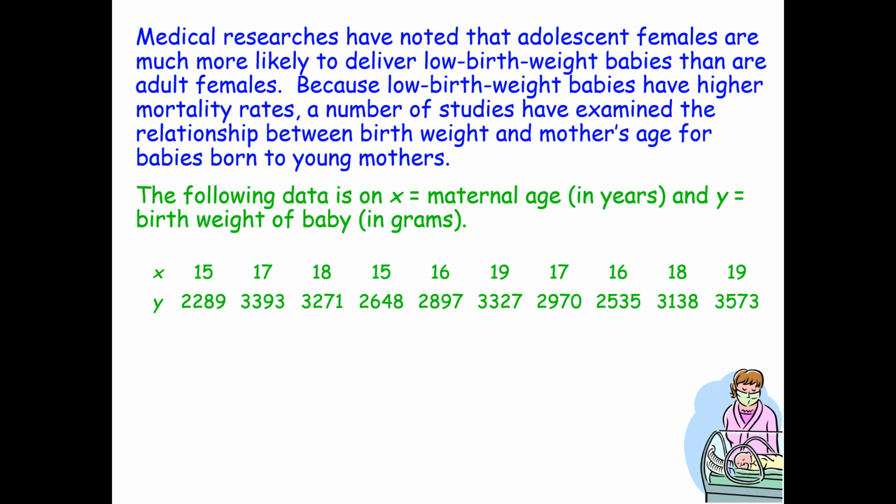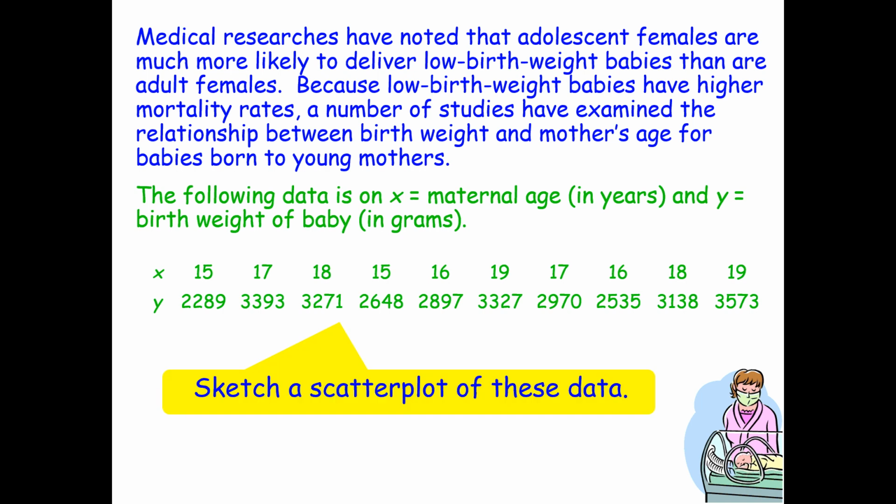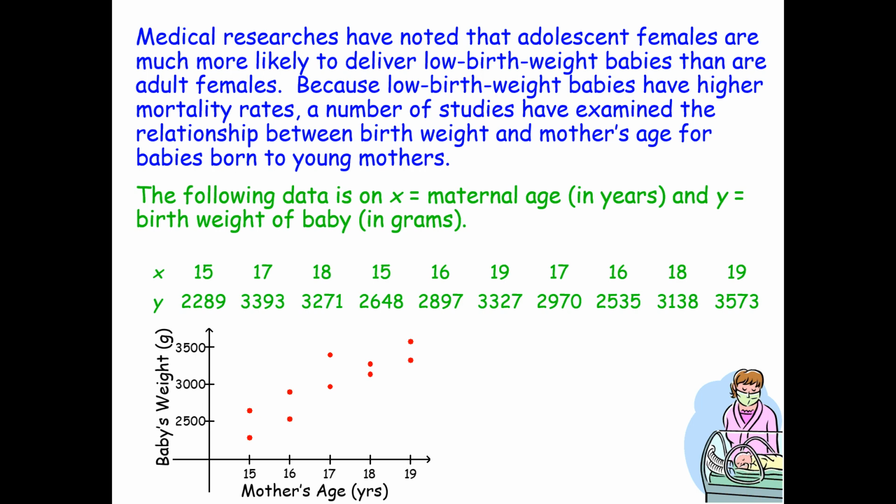The following data is on X equals the maternal age in years, and Y equals the birth weight of the baby in grams. And so here we have our data. We want to sketch a scatter plot of these data points. Doing so is going to give us the following display.